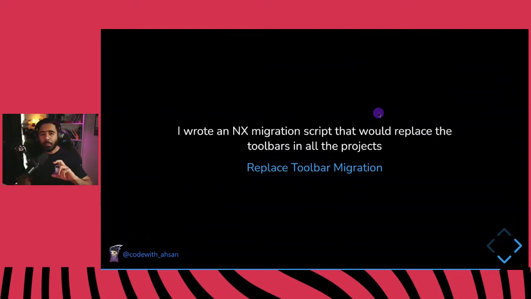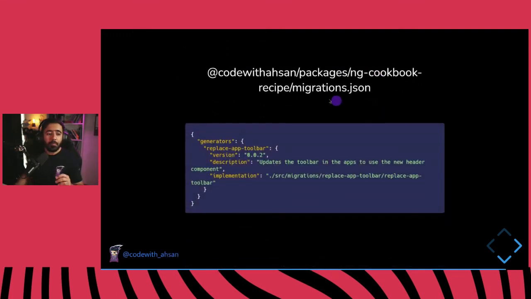But in order for the migration to happen, you need to do two different things. One, you need to create this migration script, and I already showed you the file for it. The next thing that you want to do is to create a migration.json. So in my plugin, which is ng cookbook recipe, I created a migrations.json, and inside that I added this generator and named it replace app toolbar. This is going to be executed by NX if I set up everything correctly.